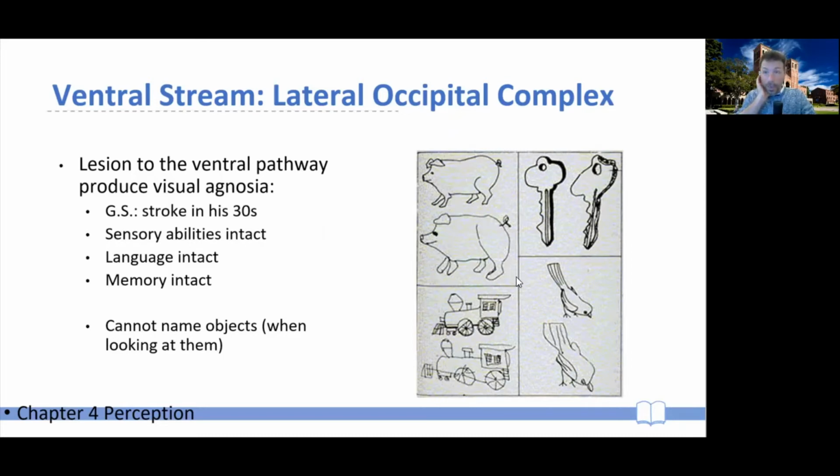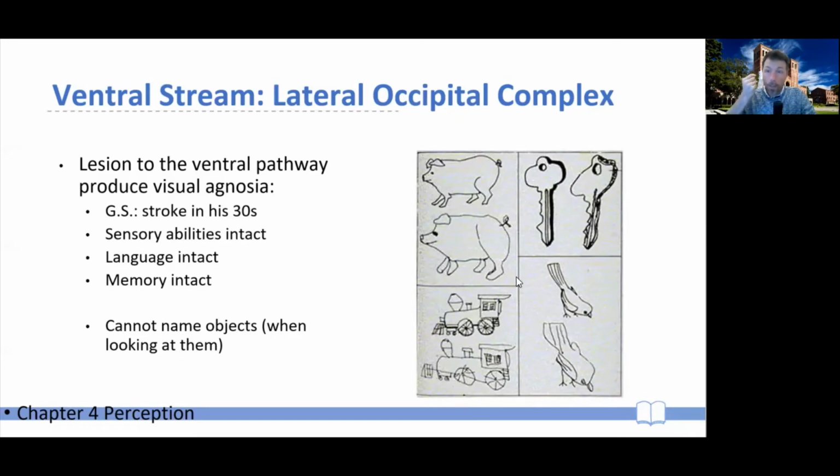What he can't do is look at this and say, oh, that's a key, or that's a pig, or that's a bird. However, and I'm going to point this out in a second during the next video that I'll show you, the damage in the case of this patient is in the ventral stream, which means he's unable to recognize objects by sight. If you give him an object in his hands, he can recognize it.